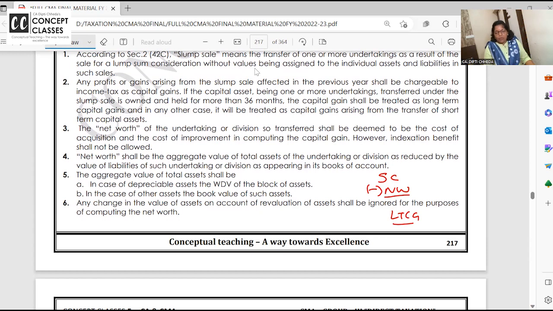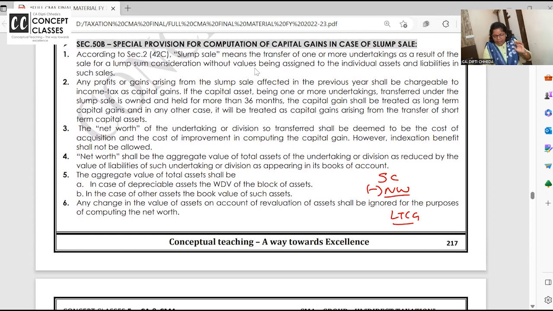Now, net worth, I told you, you have to take depreciable assets at the WDV and so on. Now, for sale consideration, you don't just take the actual sale consideration. You have to check the fair market value of the asset given up. Please write here on this page: fair market value of the asset given up or fair market value of the asset received, whichever is higher.